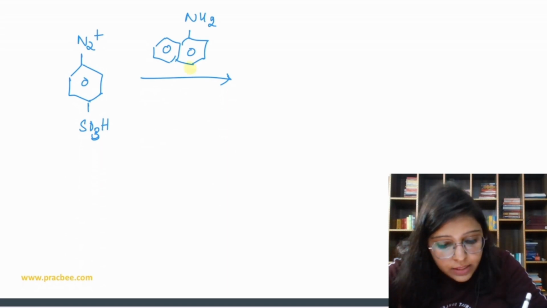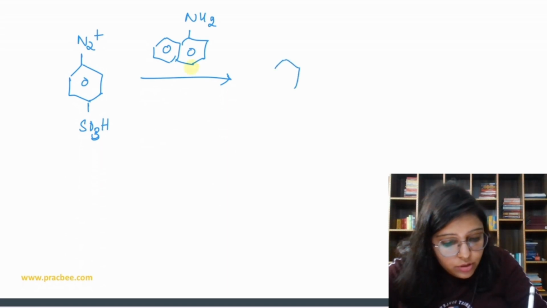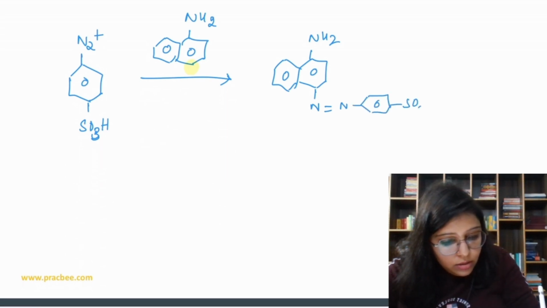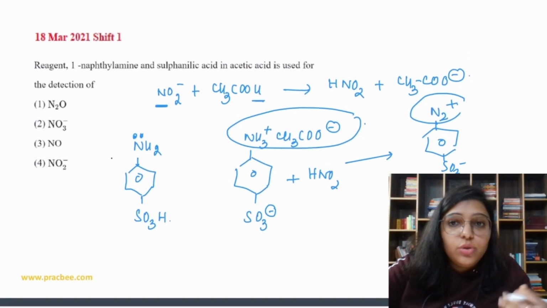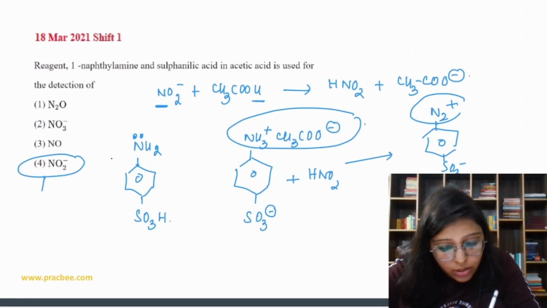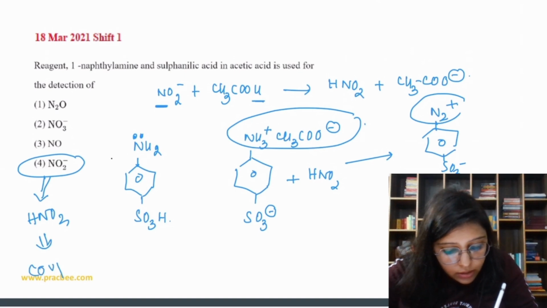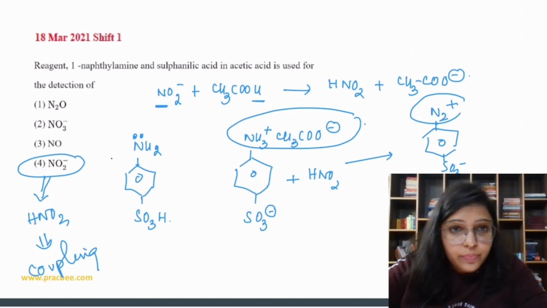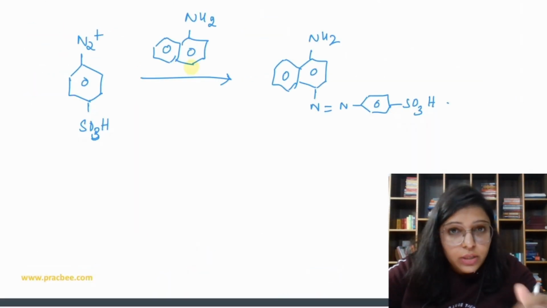So coupling happens at the para position. The para position is free. So we get NH2 and at the para position we are going to do the coupling. Okay. So this is used to detect NO2 minus because NO2 minus provides HNO2 which helps in the coupling. Is it clear? Okay. Now moving on to the next question.